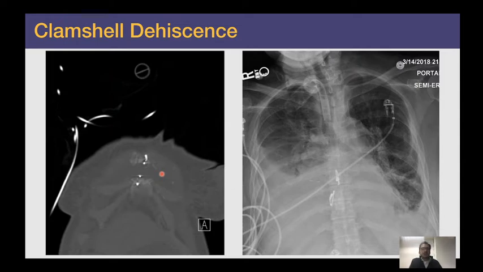One of the things that may predispose to this is, first of all, the immunosuppression, but second of all, in order to do these clamshell sternotomies, the internal mammary arteries and veins are ligated. So the wound healing is not as great for these cases because of that fact.